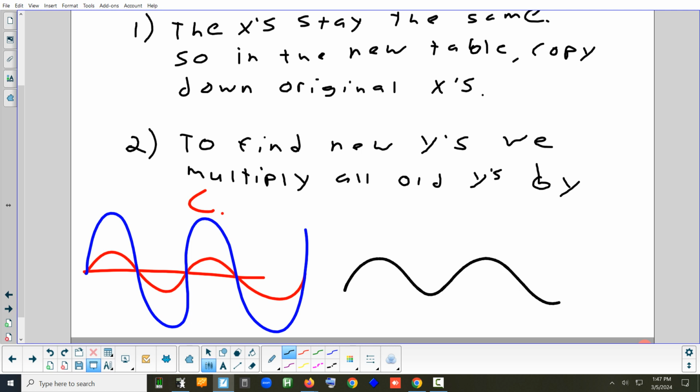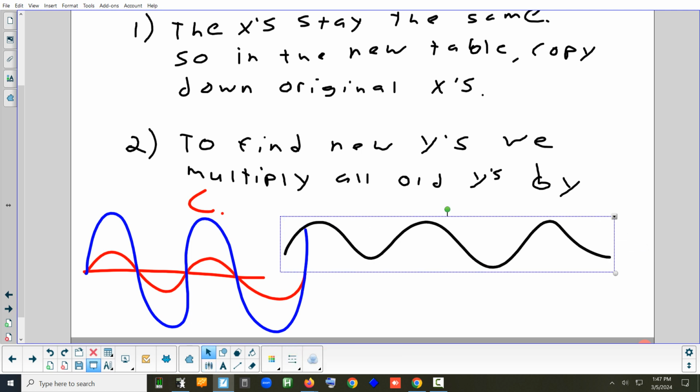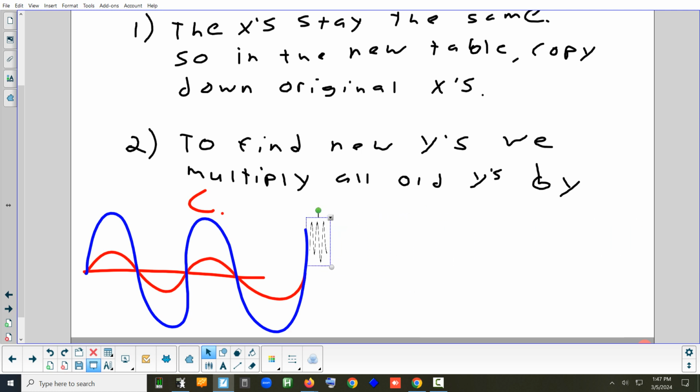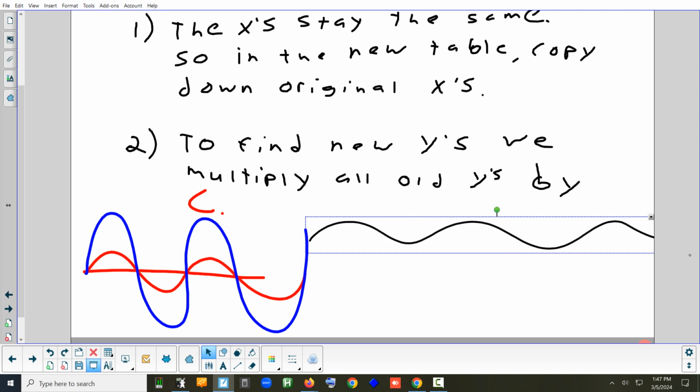When you have a wave like this, and you stretch or compress it horizontally, that's when you hear the higher pitch. That would be like a higher pitch sound, and then that would be a lower pitch sound. So we'll talk about that tomorrow. But this would be volume.